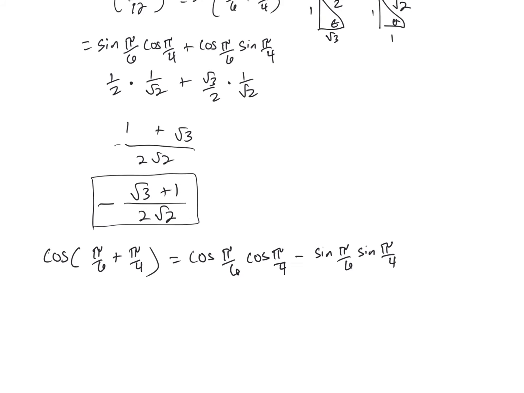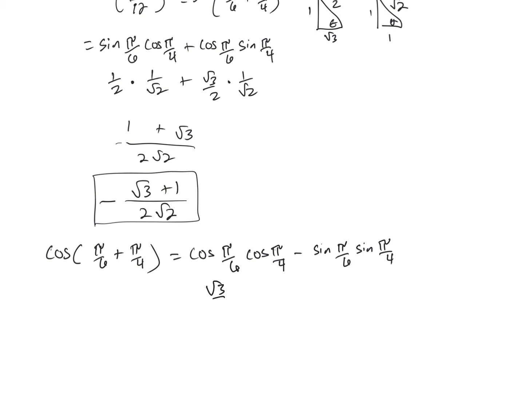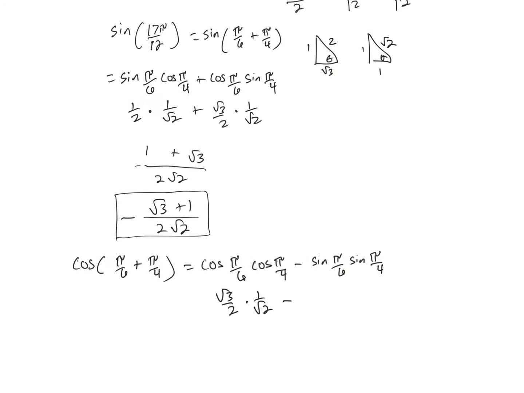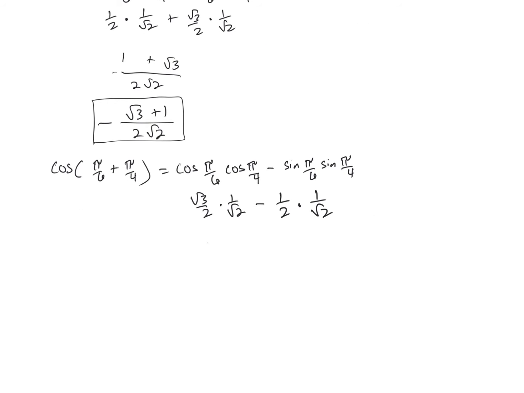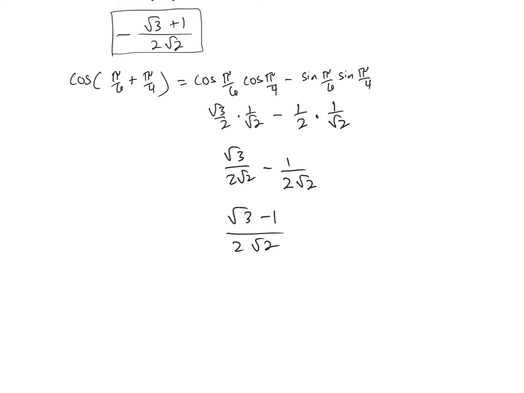Cosine of pi over 6 is root 3 over 2 times 1 over root 2, minus root 6... sine, which is 1 over 2 times 1 over root 2, which is root 3 over 2 root 2 minus 1 over 2 root 2. So then this is root 3 minus 1 over 2 root 2. But then we have to take into consideration that it is in the third quadrant, and my answer will have to be a negative. So I just put a negative in front to show that it's negative.